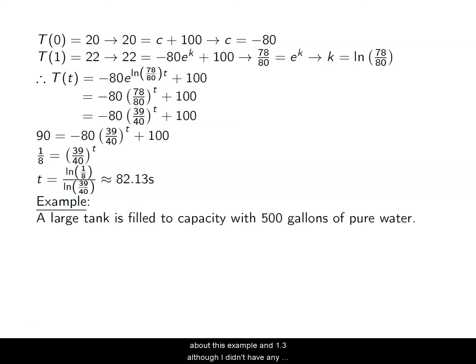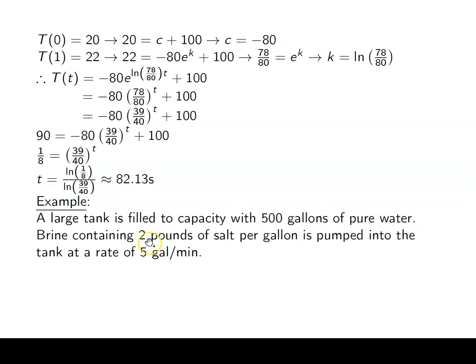Okay, so we talked about this example in 1.3, although I didn't have any visuals for you, and it may have been sort of convoluted because I didn't have anything for you to look at. So we're just going to do an example now to make it a little bit easier. We're going to take a large tank. It's going to be filled to capacity with 500 gallons of pure water.